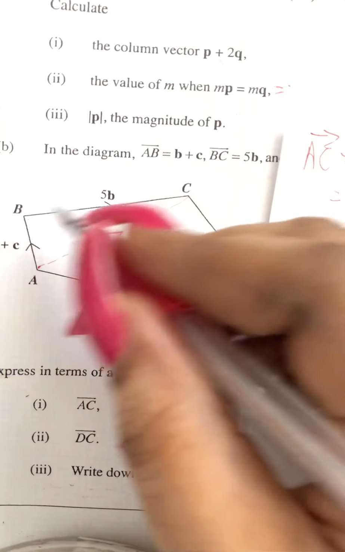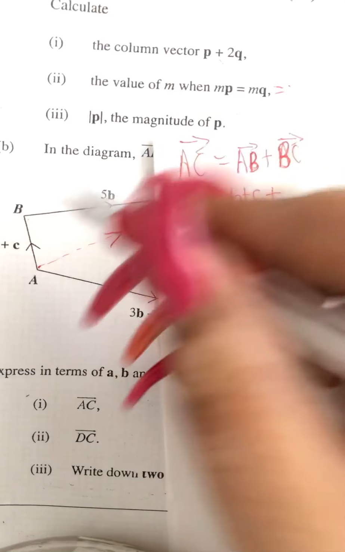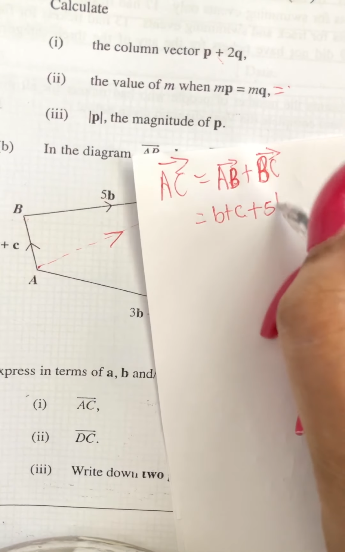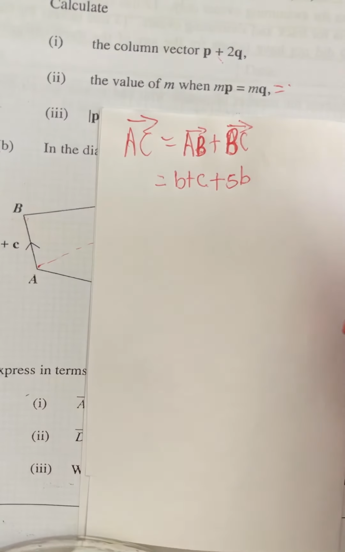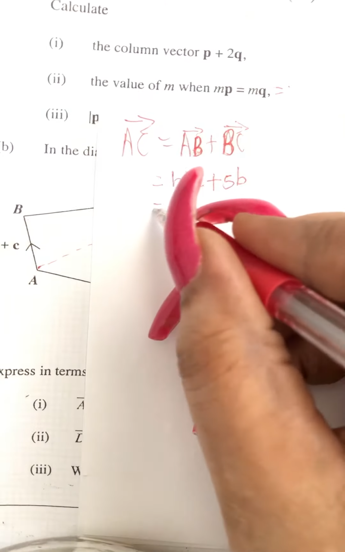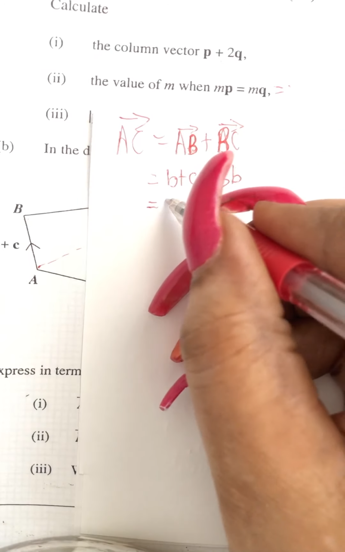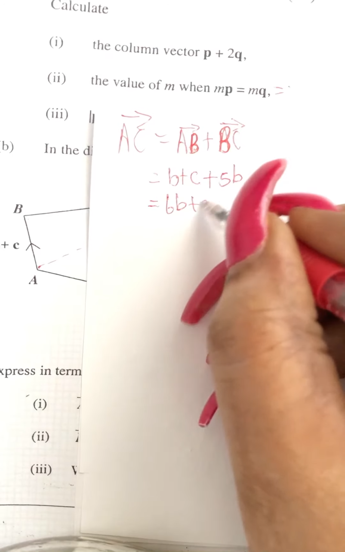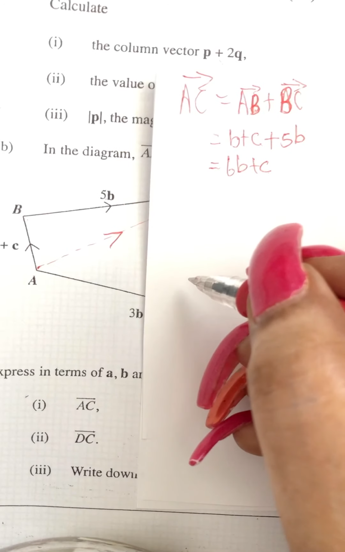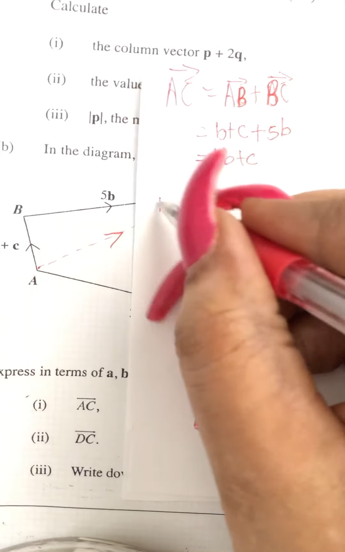And BC is represented by 5B, then you simplify where and if possible. B plus 5B, so we will have 6B plus C.